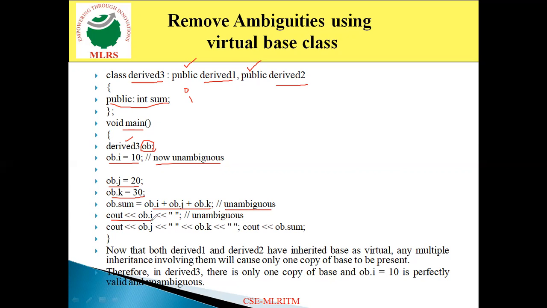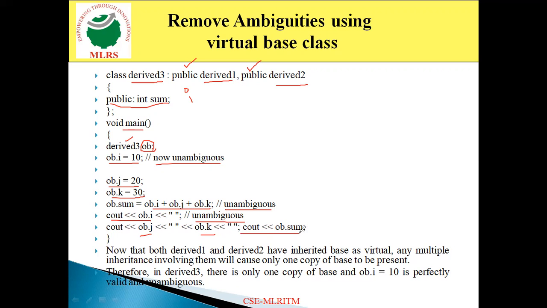Then I am printing the i value. Here also there is no ambiguity. Why? Because only a single copy of i is there in derived 3. So that i value will be printed, which is 10. When I print the j value and k value, 20 and 30 will be printed. And when I print the sum value, it prints 60 on the output screen.